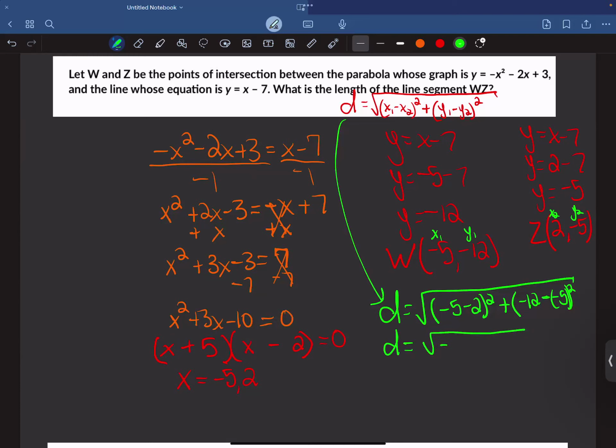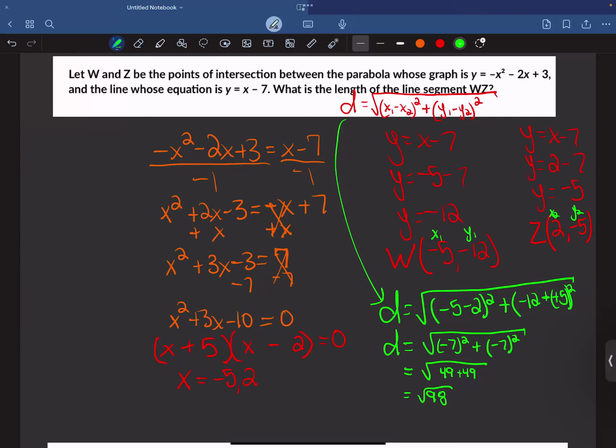This is going to be negative 7 squared plus negative 7 squared, because negative 12 plus 5 is going to be 7. 49 plus 49 is the square root of 98. Now, by taking the square root of 98, you're going to get a non-repeating decimal, a crazy number. But I do know some factors of that.